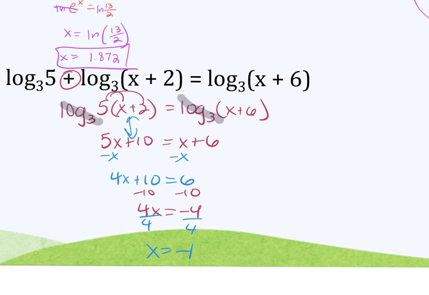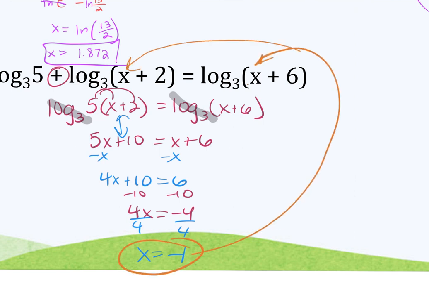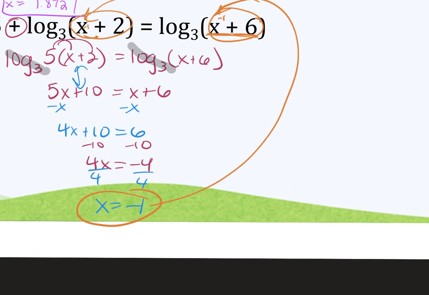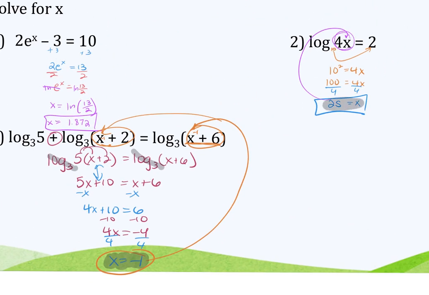All right, but remember we have to check these because there was a log initially. I have a negative 1. I have to plug it in everywhere there's an x and simplify what's next to that log. So the negative 1 by itself, it had been log base 3 of x, I couldn't keep it. But negative 1 plus 6 becomes 5, so that's fine. And negative 1 plus 2 becomes 1. That is also okay. So I get to keep that answer. Whereas if my initial question had a log of x in it, I would not have been able to keep that answer.